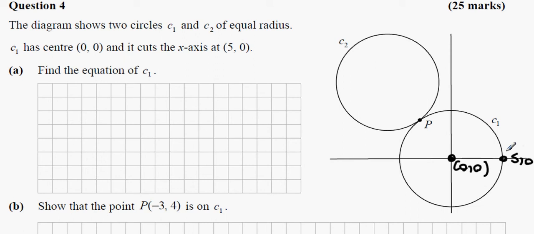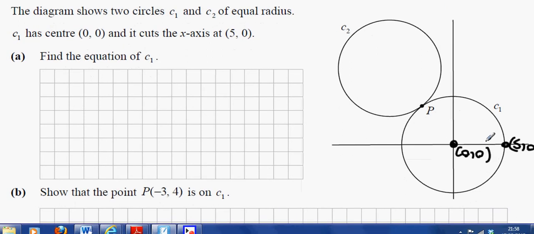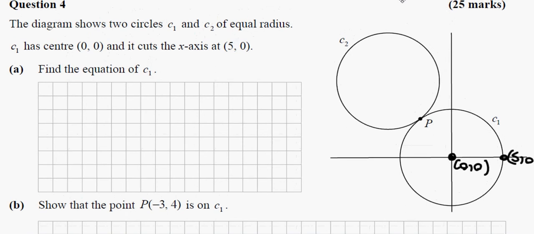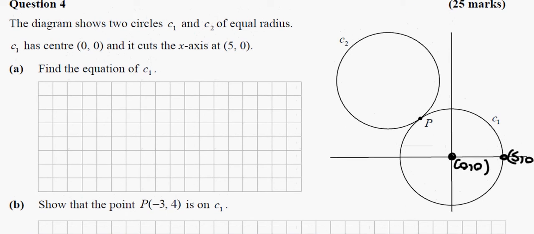So what we can say right away is that this here has a radius of 5. Okay, so we know right off the get-go that we're very much dealing with a radius of 5, which means it's also going to go 5 to the left. So this point here should also be minus 5, 0. Okay, find the equation of C1.